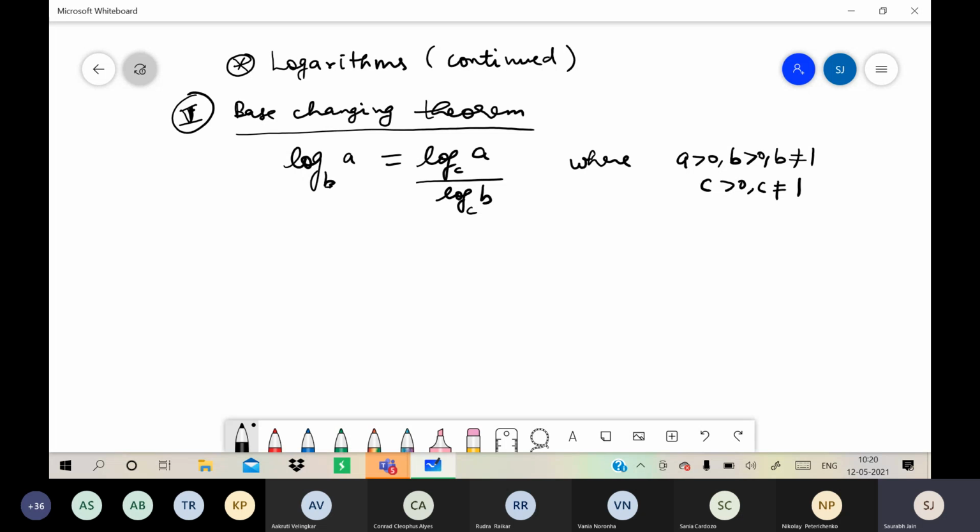Now, for example, let us start with the simple question first. For example, 16 and let's say 4. Log 16 to the base 4. Suppose this is the question. Now you all know its answer is 2, right? What should be the power of 4 so that answer is 16? 2 will be the answer. But right now I am explaining you the concept of base changing theorem.